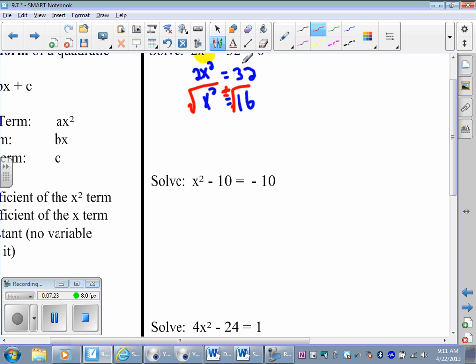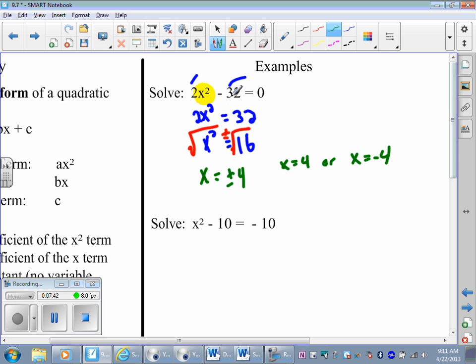So what do we get on the left? Well, what's the square root of x squared? It's x. On the right, I get plus or minus. Now, what's the square root of 16? It's 4. So I really have two answers. X equals 4, or x equals negative 4. Those are the two values that would make this original equation true. And that's really what solutions are, the values that make an equation true.